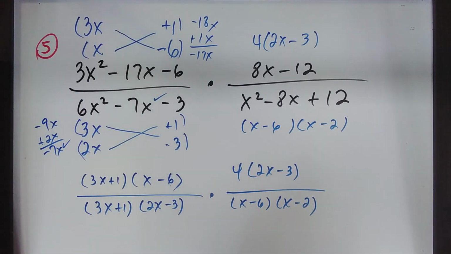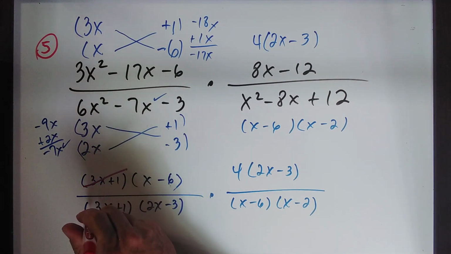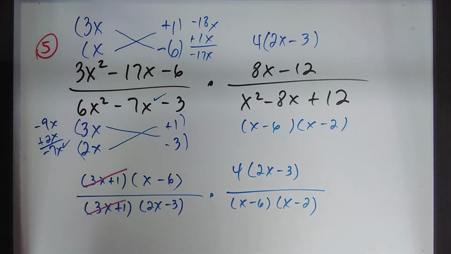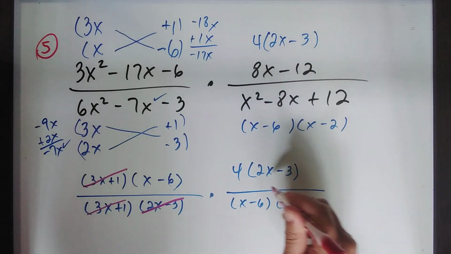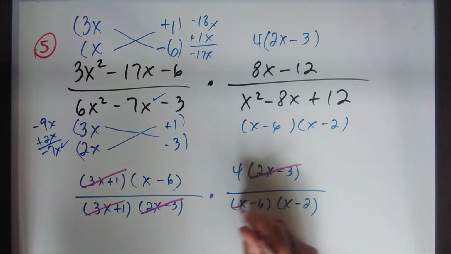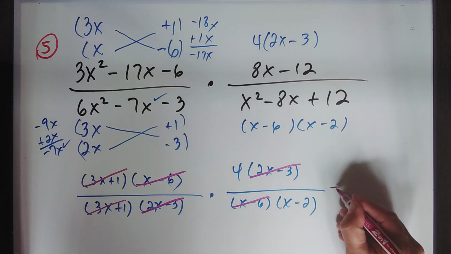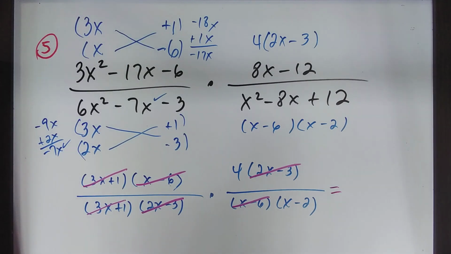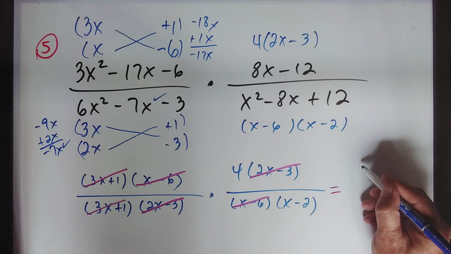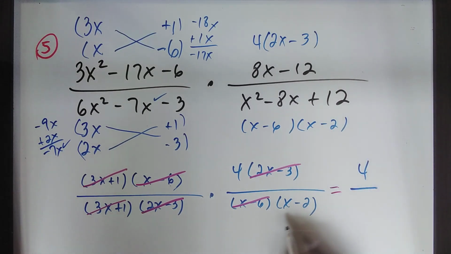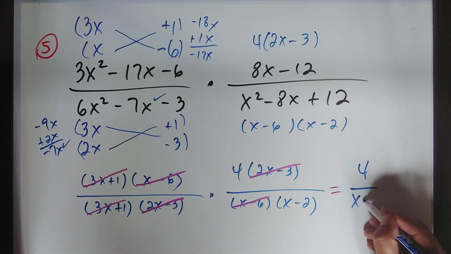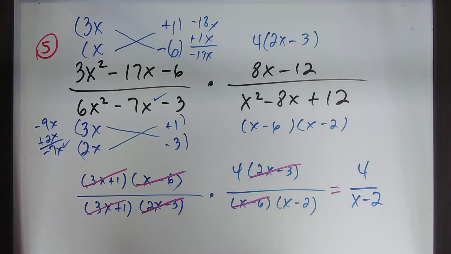So let's start canceling things out. I notice these two right here. Again, it could be anything on top with anything on the bottom. And then these two right here. And then these two right here. And that's it. What's left on top? Just the 4, right? 4 over what's left on the bottom, just x minus 2. And that's going to be my answer.